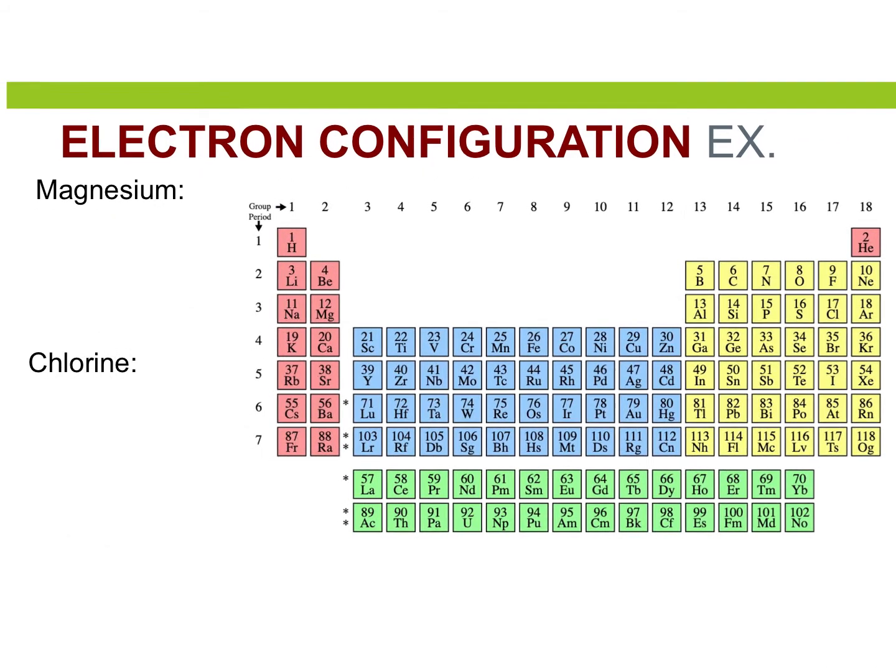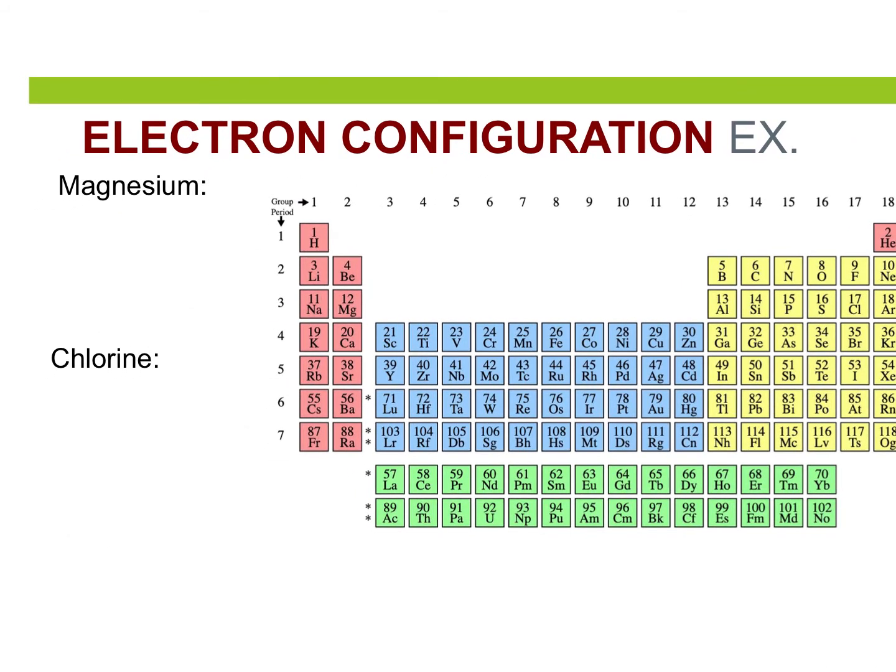Okay, so now we're going to actually write some electron configurations. I'm going to write them up here. Should you also be writing these down in your notes? The first one's magnesium. So find magnesium on the periodic table. What's the atomic number? I'm just going to outline it on the periodic table here so we can see it.